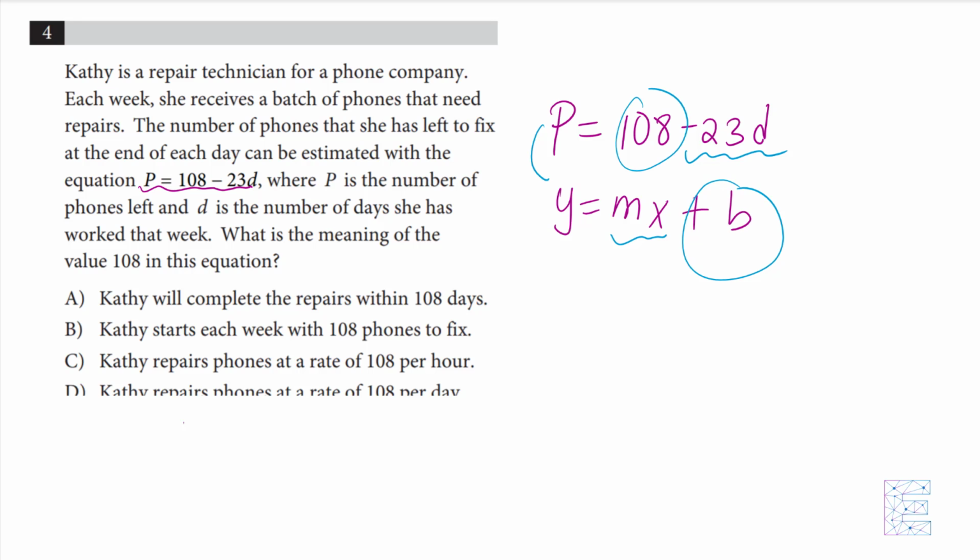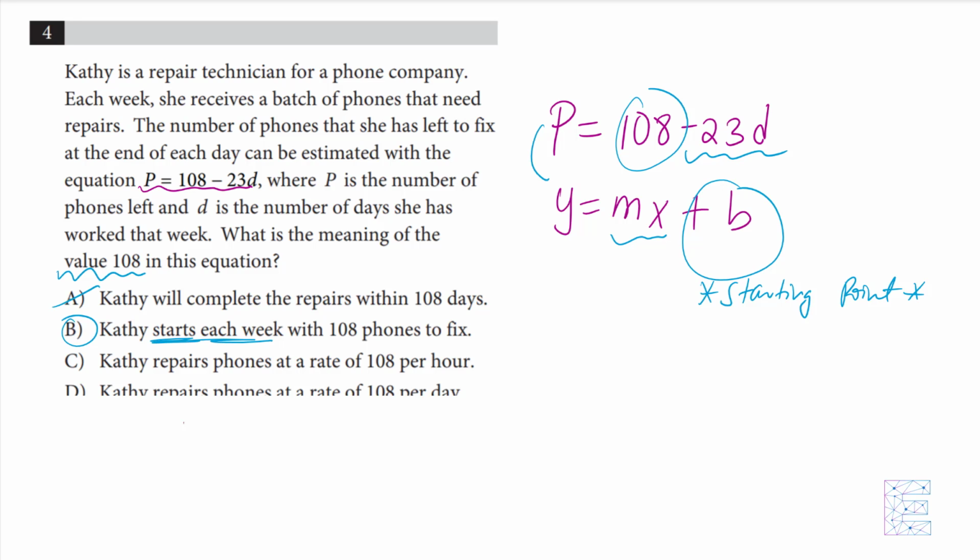So remember, we had a particular interest in the y-intercept because this was the starting point. So with that said, the question is asking, what does the 108 mean in that equation? It means that based on our definition of the slope-intercept form, that's the starting point. So let's look at the choices to see if any of them reflect anything about a starting point. So choice A, Kathy will complete the repairs in 108 days. Choice B, Kathy starts each week with 108 phones to fix. Starting point, starts each week. So it's got to be B.